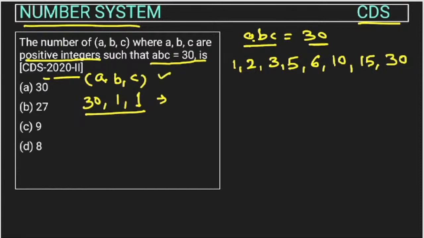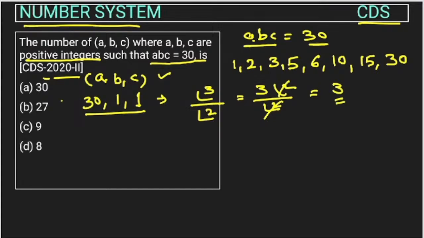So how many groups with these three numbers can we form? Factorial 3, but two values are the same, so we will divide by factorial 2. This will be equal to factorial 3 upon factorial 2. Factorial 2 will cancel. So the total groups that can be formed with these three values are 3.